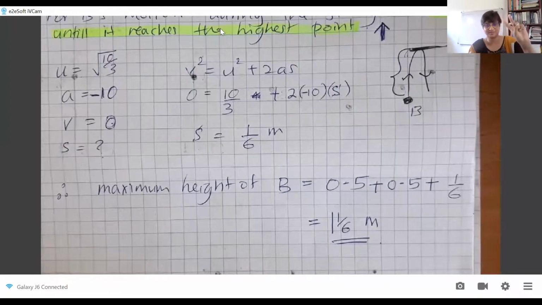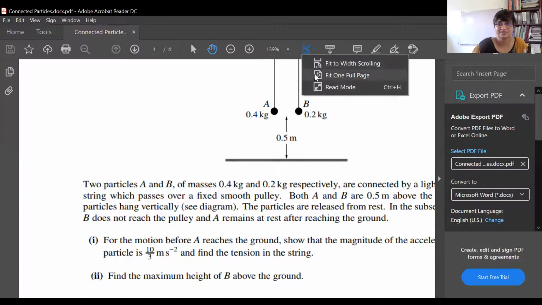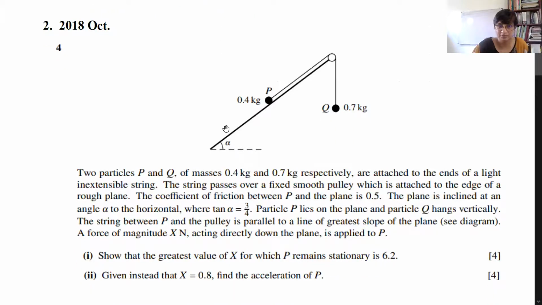Let's look at the second question. How did you feel about this question? Good, right? Okay. Here's the next question. Can you first copy the diagram to your book? I will do the same. Number 2.